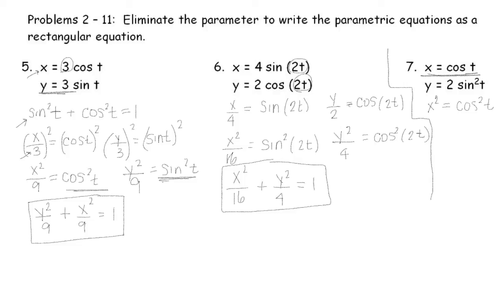Now for the y part, notice we already have this squared. So I just need to divide the 2 over. And so I have y over 2 equals sine squared t. So now, again, we have the same identity. We still have sine squared and cosine squared, but we didn't have to do as much work as we did on the previous two. So don't let that mess you up.